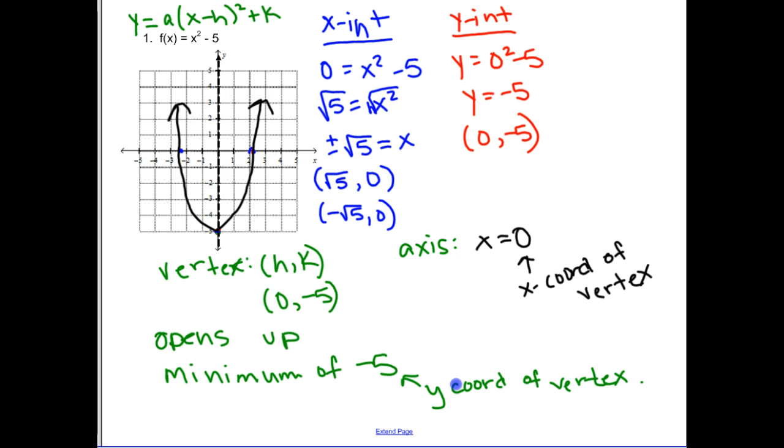Now the other place you can look to determine whether or not the parabola opens up or down is at the value of a. So up here, since the coefficient of the x squared is a 1, since that's positive, it tells you that it opens up.